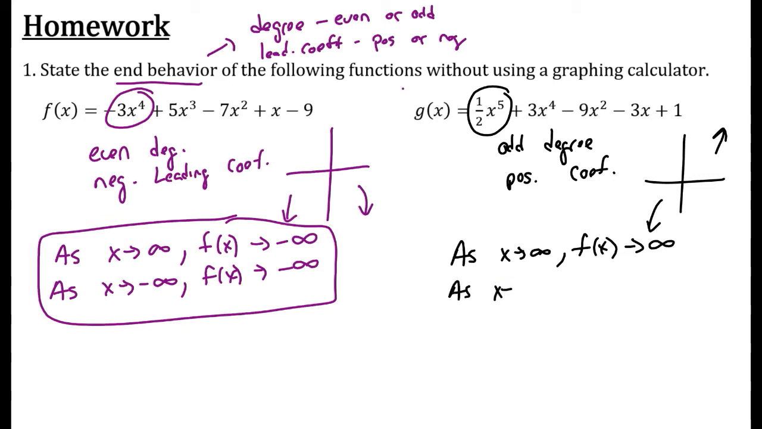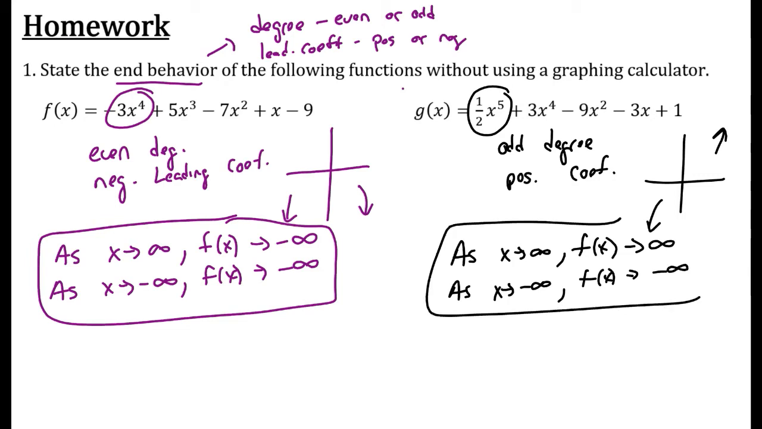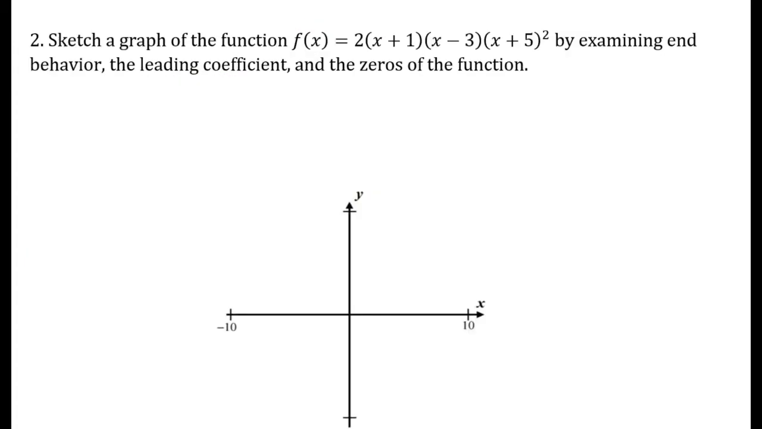And as x approaches negative infinity, what's happening to my y values? They're plummeting down. So f of x approaches negative infinity. That's how we describe the end behavior using a verbal description. Sketch a graph of the function. So sketch, I don't want to use my calculator here, I just want to sketch it by examining the end behavior, the leading coefficient, and the zeros of the function.